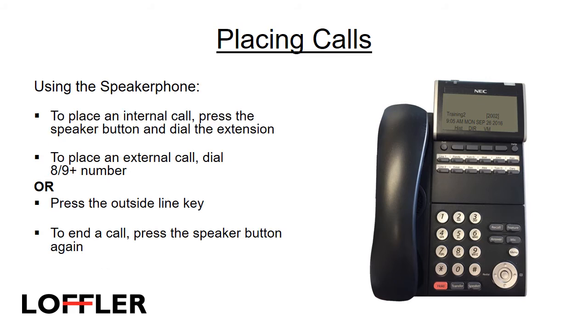To place a call using your speakerphone, press the speaker button and dial the extension. To place an external call, dial the trunk access code 8 or 9, then the number, or press a program button or an outside line key. To end a call, press the speaker button.